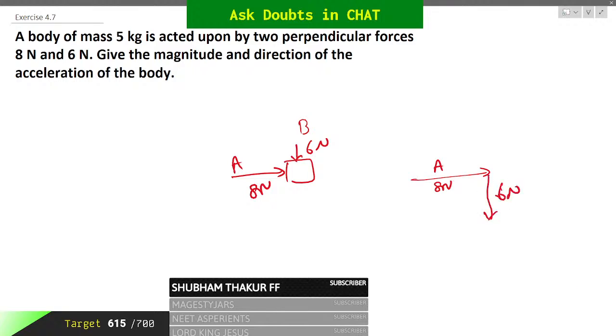The head of one vector will align to the tail of the second vector, so we have aligned them like this, and the resultant vector would be something like this. Since they are perpendicular to each other, we can easily find the magnitude with Pythagoras theorem, that is 10 Newton, and its direction would be tan inverse of 6 Newton by 8 Newton. So moving on to the next question.